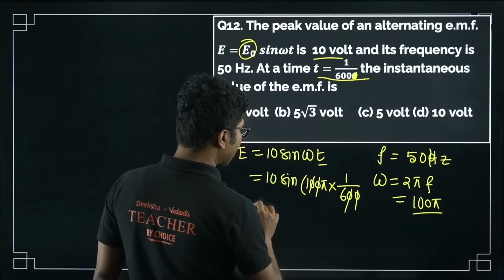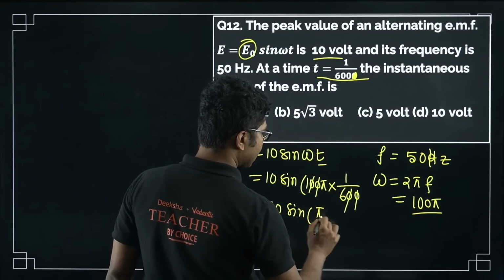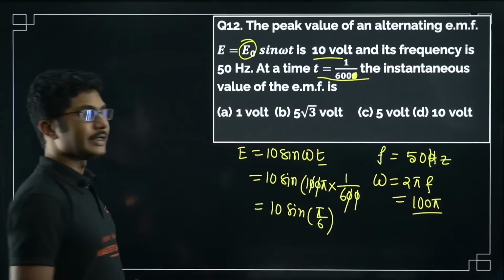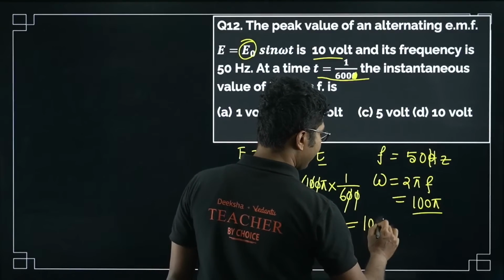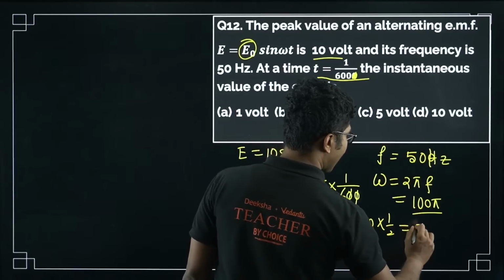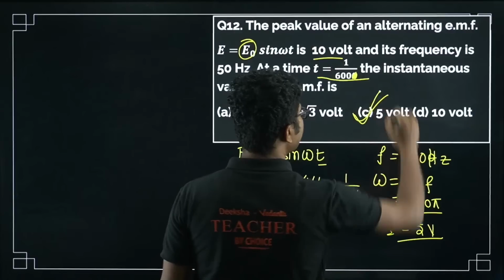So it will be pi by 6. So 10 sine pi by 6. Pi by 6 means obviously it is sine 30. Sine 30 is basically half. So it will be 5 volt. Okay, so 5 volt is the answer for this given question.